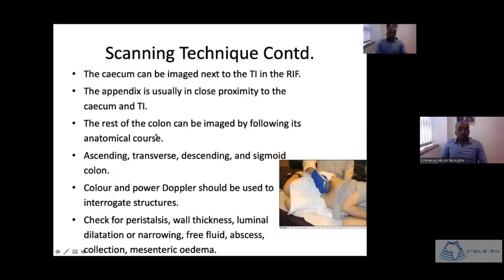So the rest of the colon can be imaged by following its anatomical course, as in ascending, transverse, descending, and sigmoid colon. Well, like I said, I do it in reverse: sigmoid, descending, transverse, ascending. In quite a lot of the literature I have encountered, some textbooks, and even conferences where renowned gastroenterologists who have written lots of books on bowel ultrasound delivered lectures, they expressed a consensus that they also scan the bowel in reverse from the sigmoid colon. They find it easier and more organized to do so. So you scan from the sigmoid colon all the way back.